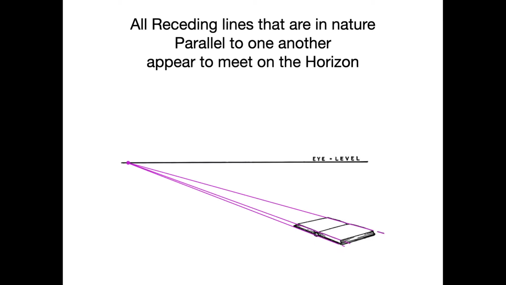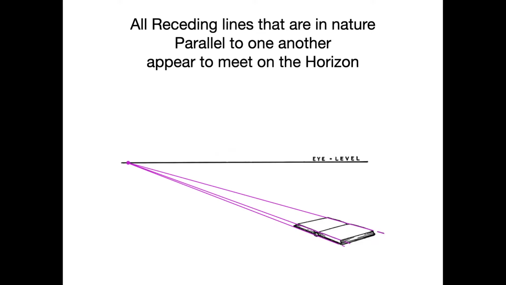Hello again, everybody. So next up, we are ready to move on to three-point perspective, the most challenging of all the perspectives for sure. But before we jump into it, I want to take a minute to revisit a rule I gave you guys earlier. It says that all receding lines that are parallel in nature to one another appear to meet on the horizon. And so far, I told you that all vanishing points will meet on the horizon line, right?